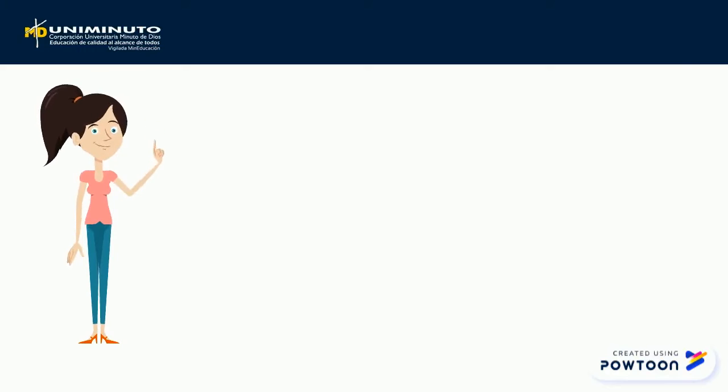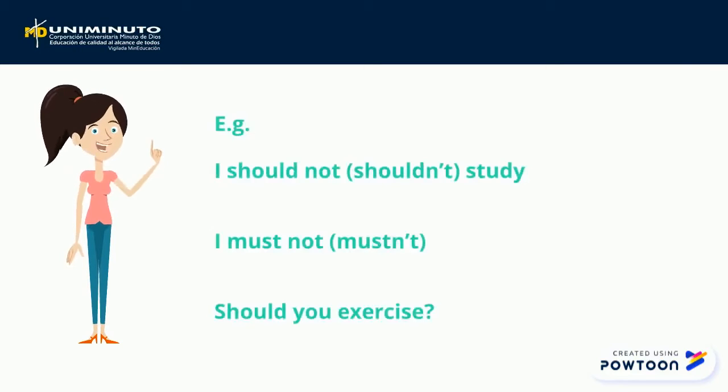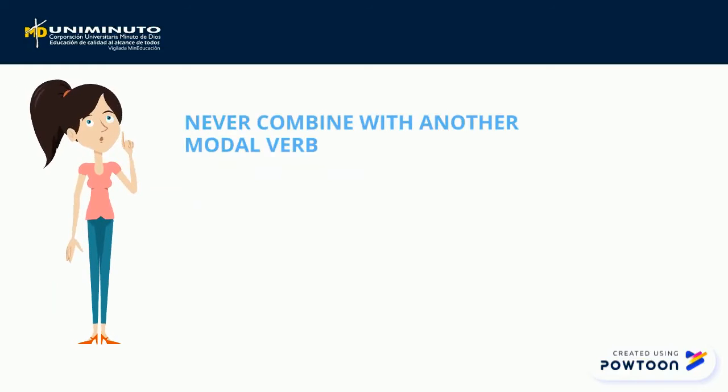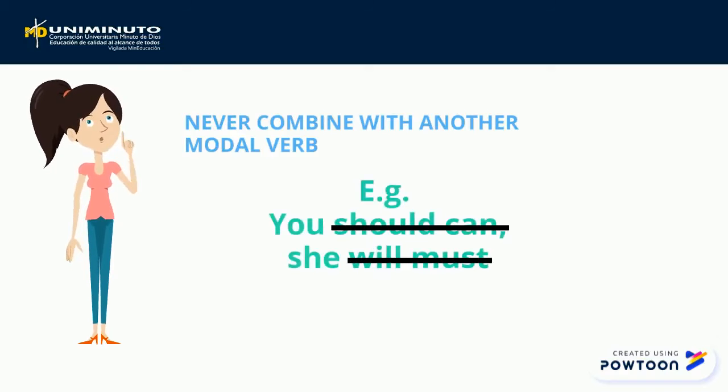For example, I should not study, the abbreviation is shouldn't. I must not, or mustn't, is the abbreviation. And the question, should you exercise? Finally, those auxiliaries are never combined with another modal verb.